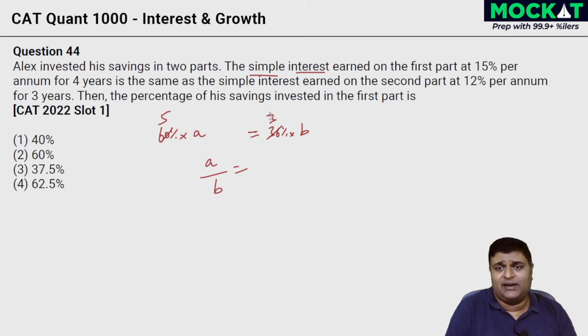Do not directly write it as 5 is to 3 is A is to B. That's a classic mistake which people do. Always write it in the P by Q form, right? A by B is 3 by 5. It's in the ratio of 3 is to 5, okay?